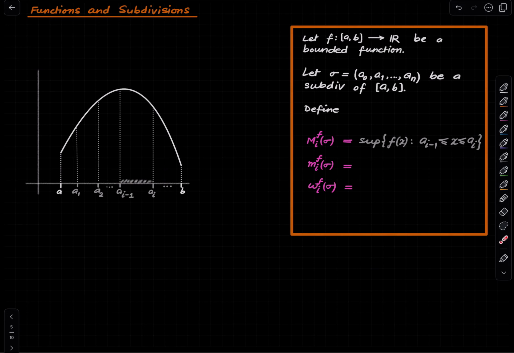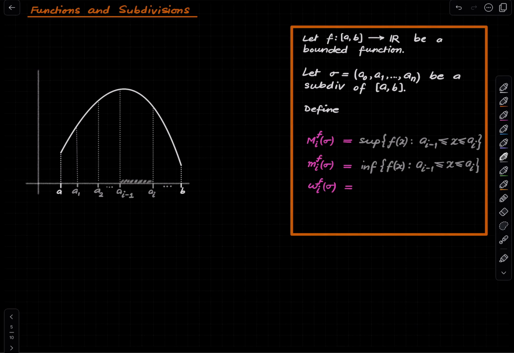You consult the function on this part, and ask what are the values that you take the supremum of. So in this picture, it is kind of this value, something like that. So that's the value of M_i. Similarly, little m, when we use little m, it is the infimum of all the values that the function takes on the ith part.